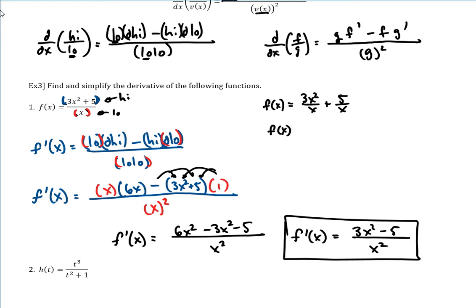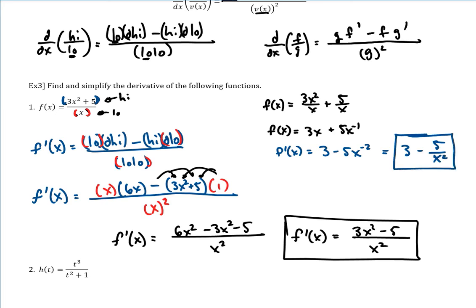And let's show it real quick. So I can simplify the 3x squared over x as just 3x. And then that would become 5x to the negative 1. And then doing its derivative, I would get 3 minus 5x to the negative 2, or 3 minus 5 over x squared. Okay, and we can see, hey, these look a little different. However, they are not. Okay, these are the same.